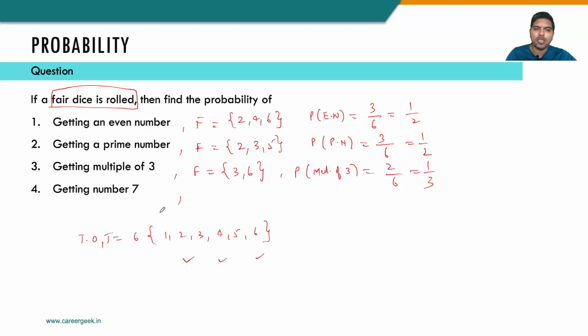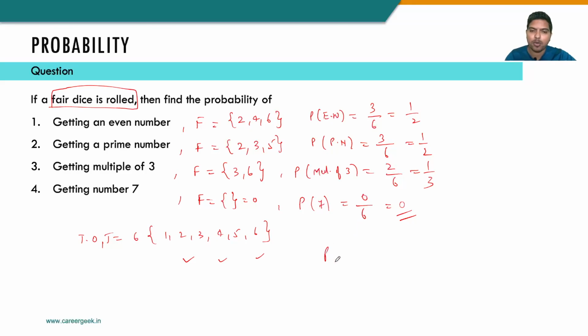Getting a number 7. Is there any favorable outcome? No. Favorable outcomes are 0. Probability of getting a 7 is 0 out of 6, which is 0. That means that event is not going to happen come what may, right? So this is the least probability. The probability of any event, the least value is 0 when the favorable is 0.